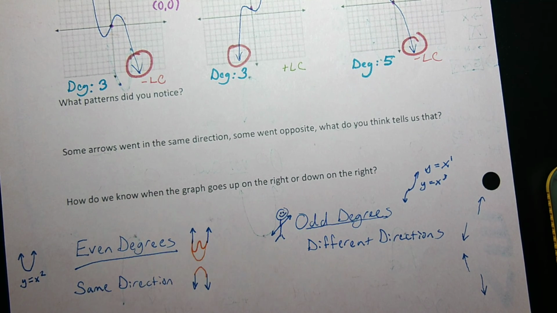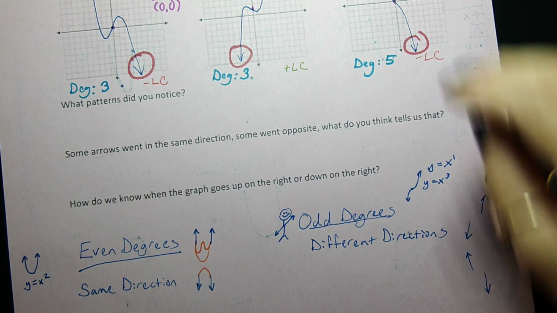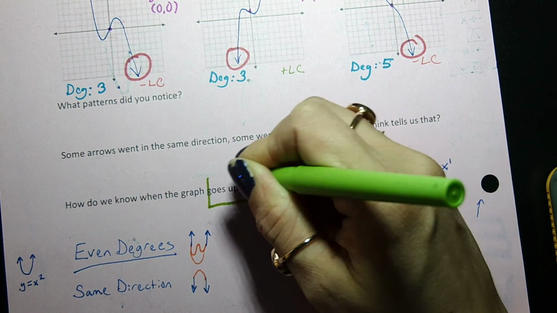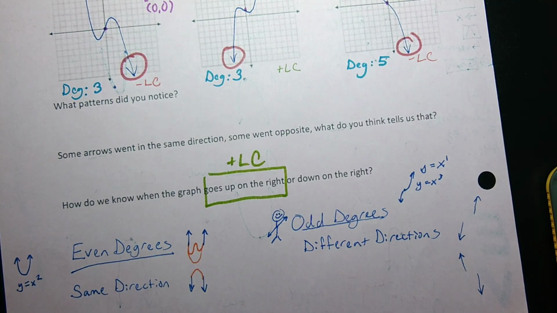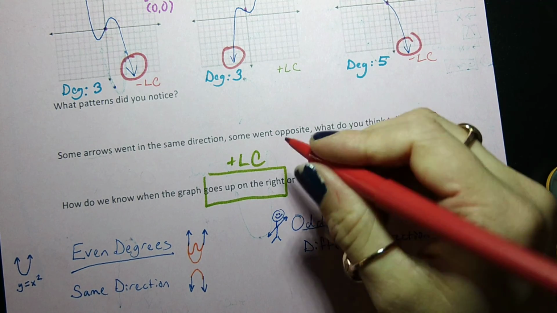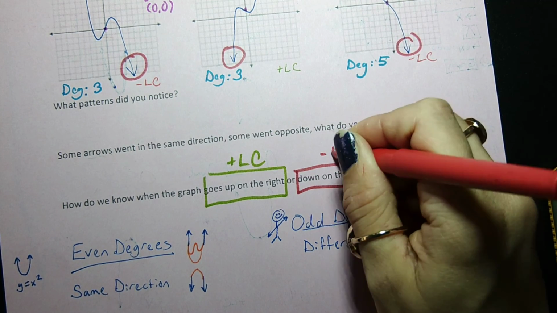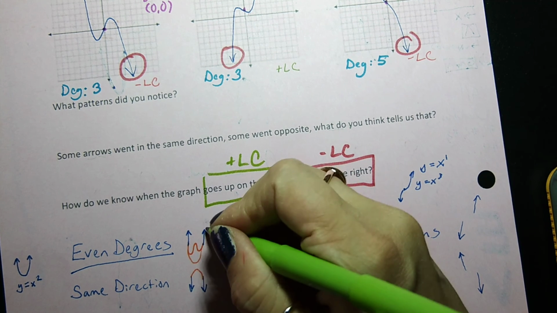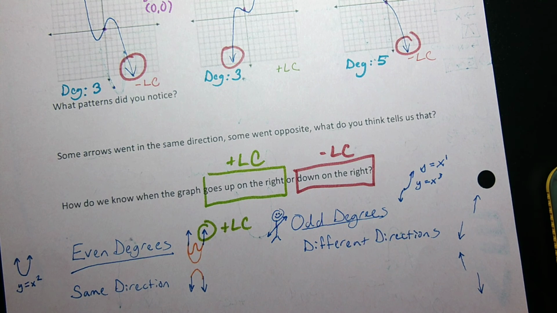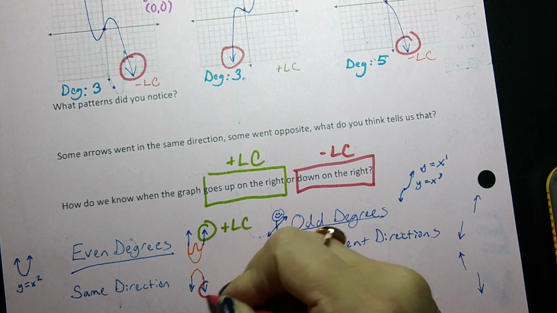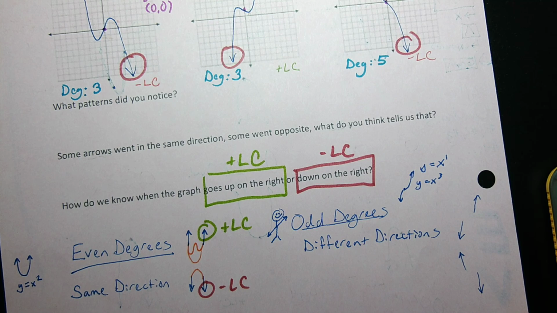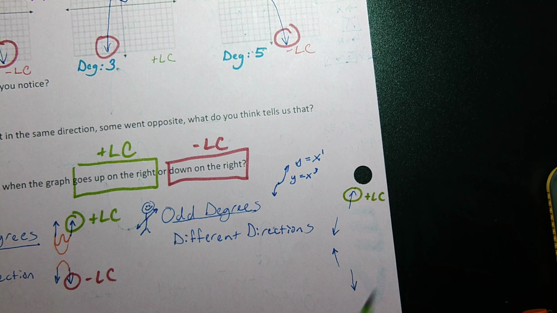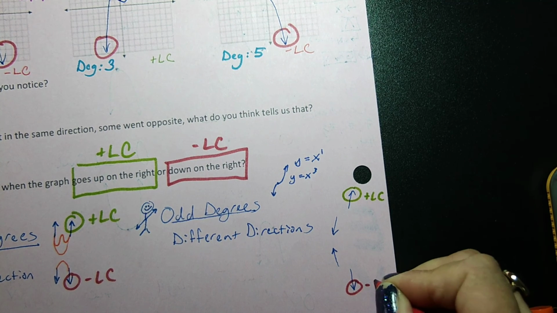The last thing we're going to talk about is the graph going up on the right or down on the right. Your graph goes up on the right if you have a positive leading coefficient. It goes down on the right if you have a negative leading coefficient. So this would have a positive leading coefficient. This would have a negative leading coefficient. This one would have a positive leading coefficient. This one would have a negative leading coefficient.